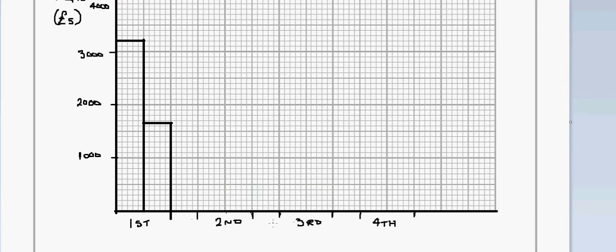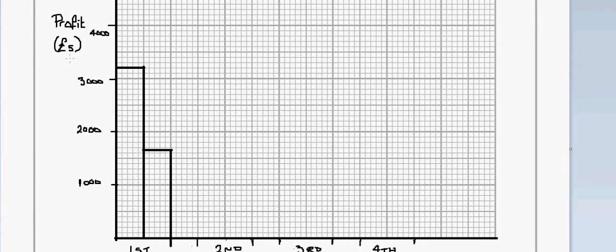So when we show our money on our graph here, so here we have profit in pounds. I've made my graph go up to £4,000. Okay, you don't have to use all the graph, but try and make it work for you, as best you can. So what I've done is every 10 little squares I've said that's £1,000. So that would be 1,000, 2,000, 3,000, 4,000 pounds.